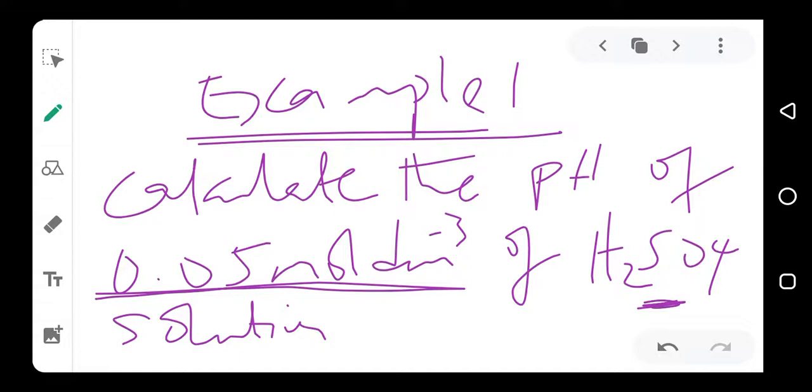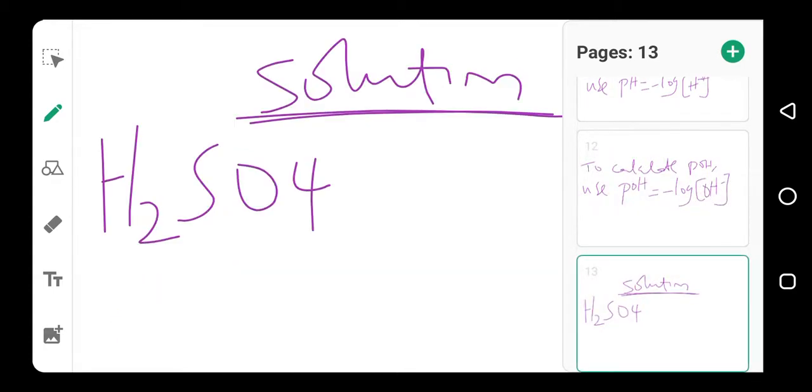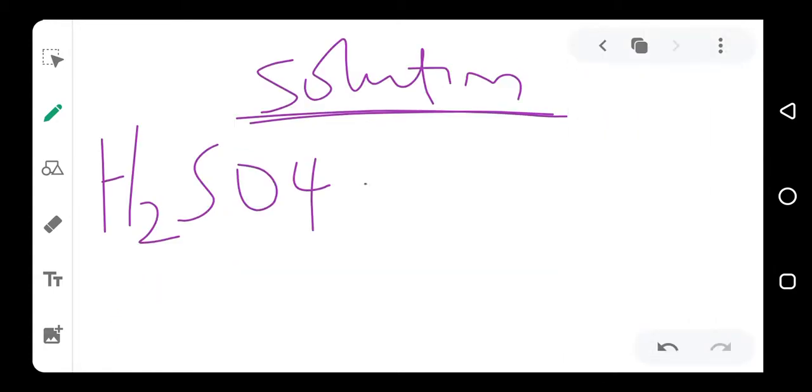We are talking about this acid. Now, this acid is a strong acid. Why? A strong acid is an acid that ionizes completely.